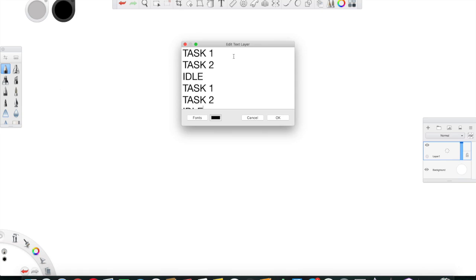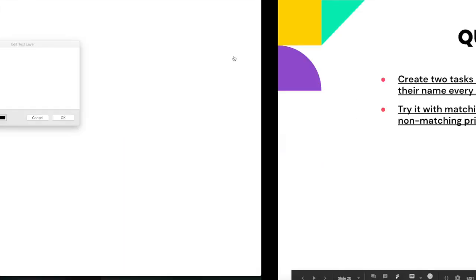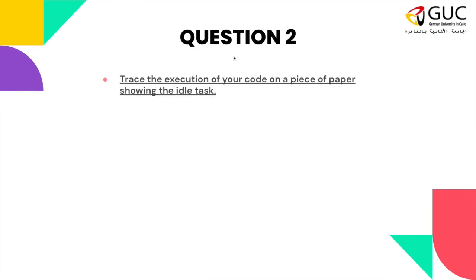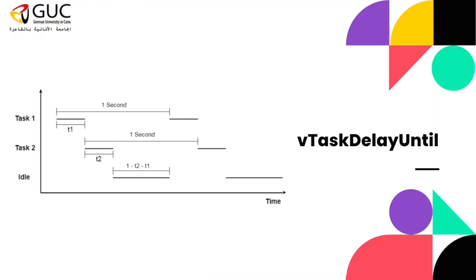Now, if we actually want to trace this on a graph, and it is a common question in the exam to trace this on a graph. So here, trace the execution of your code on a piece of paper showing the idle task. Here, I will show you both examples of using vTaskDelayUntil and vTaskDelay to highlight the main problem we have with vTaskDelay.